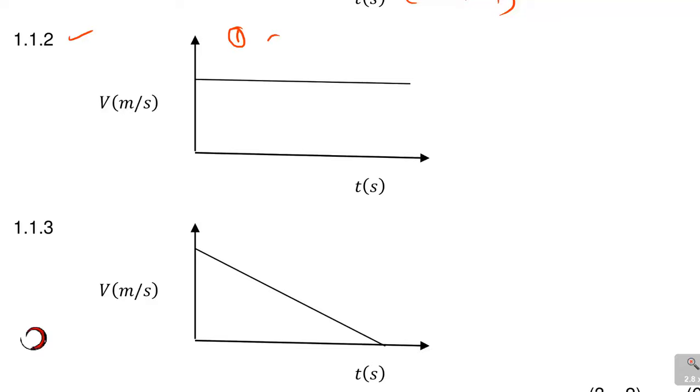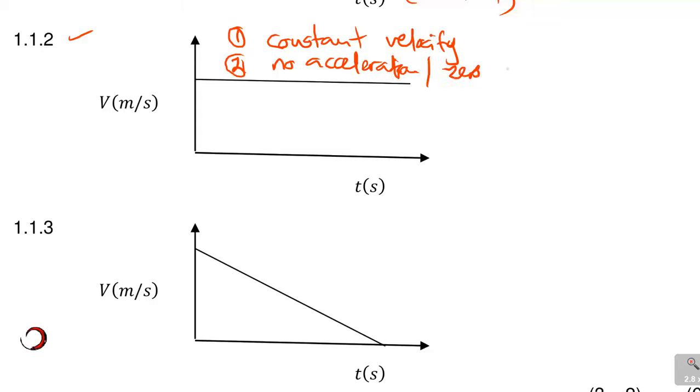Number one, this is constant velocity. You see, the velocity is not changing. So it's constant velocity, number one. Now, number two, when the velocity is constant, the gradient of this graph is zero, it means no acceleration or zero acceleration. So this is what you conclude from this graph.